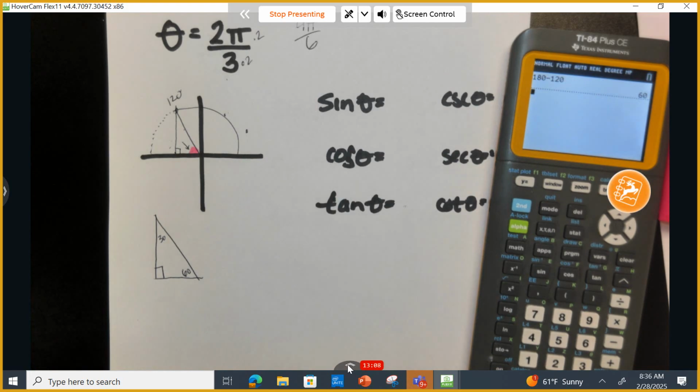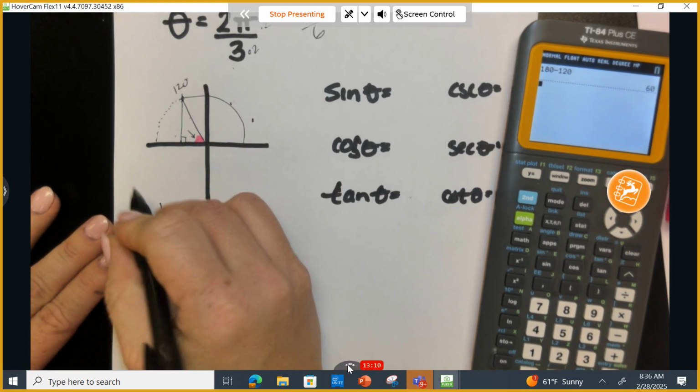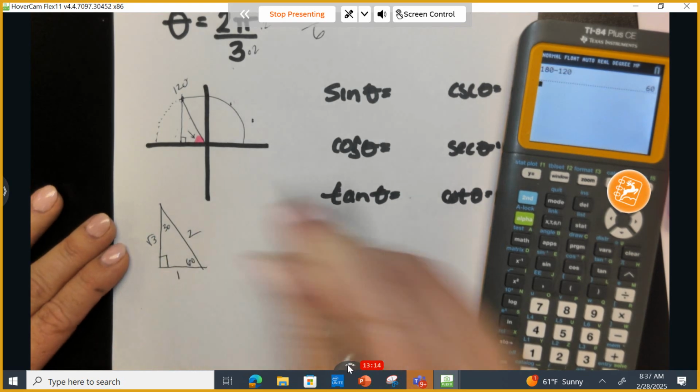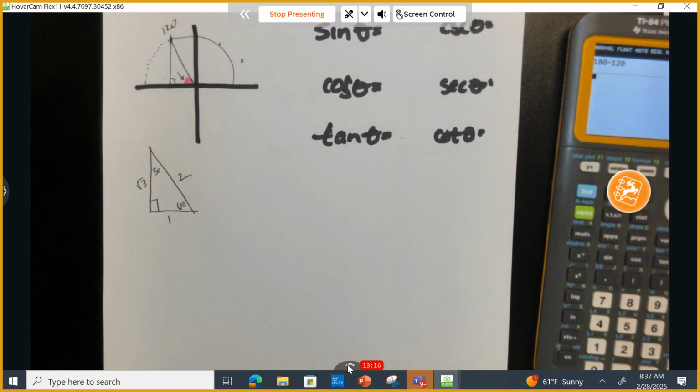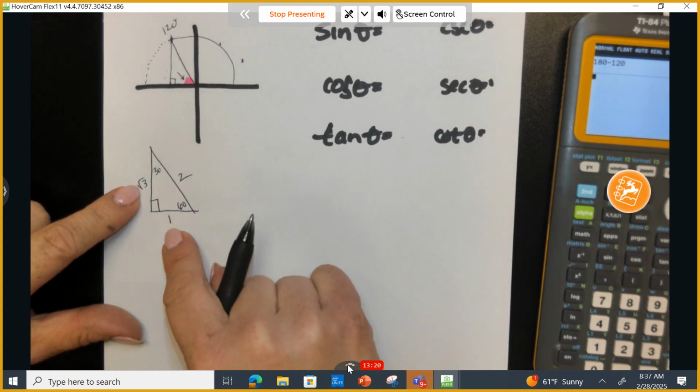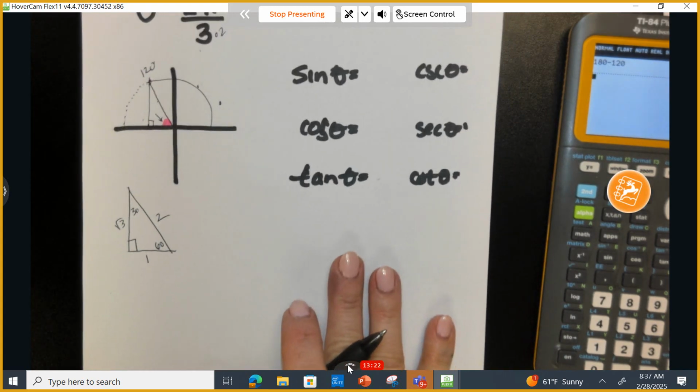Okay, are you ready? Across from 60, hopefully this is starting to come into play. Across from 60 is the square root of 3. Across from 30 is 1. I had one student yesterday who continued to get them wrong, and I knew he understood how to create the ratios, but he'd put the numbers in the wrong place. As simple as that.